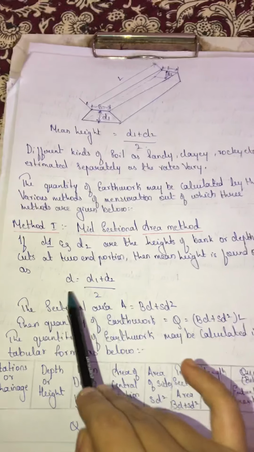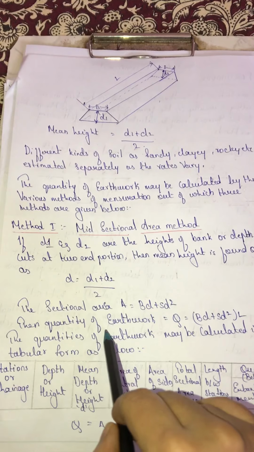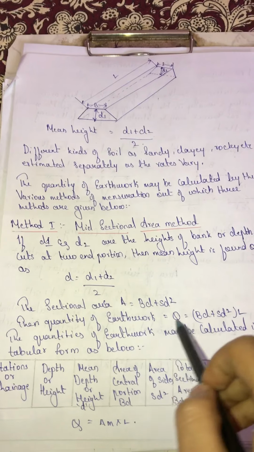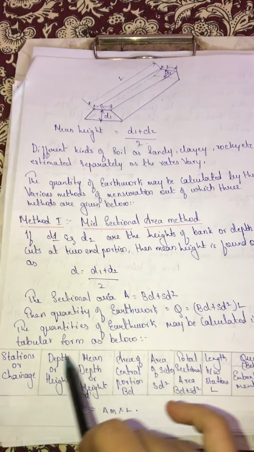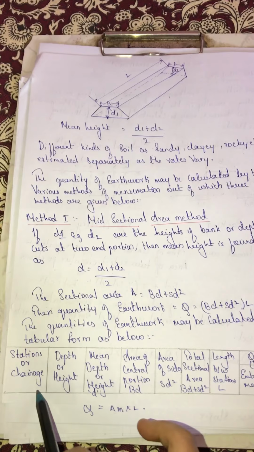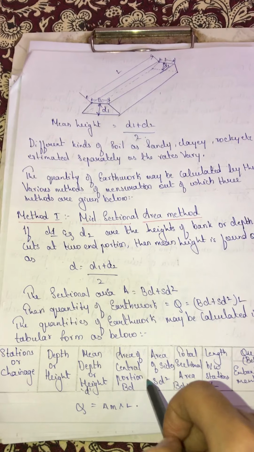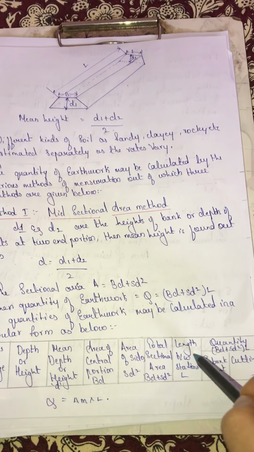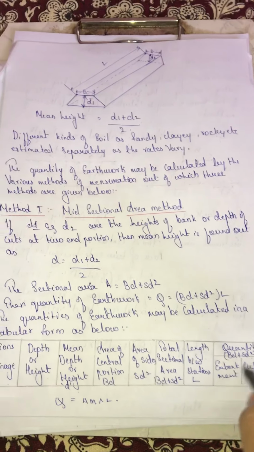If they are different, then the mean height, denoted by D, will be D1 plus D2 divided by 2. Now the sectional area will be BD plus SD square, and the quantity of the earthwork will be BD plus SD square into L. The quantities of earthwork by this method are calculated in a tabular form as stations or the chainage, depth or height, then the mean depth or height, area of the central portion BD, area of the side slopes, total sectional area, length between the stations L, then quantity BD plus SD square in embankment or in cutting.